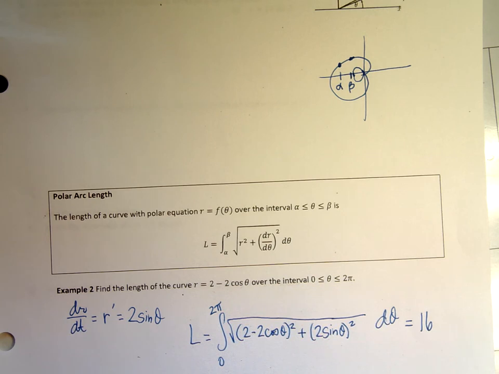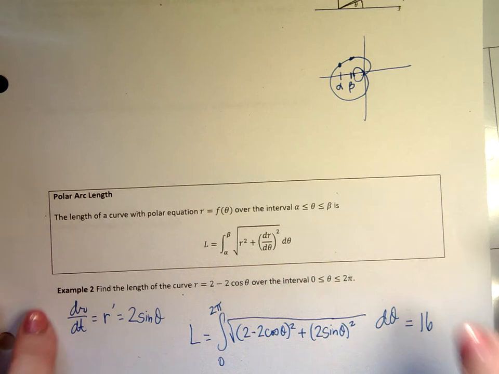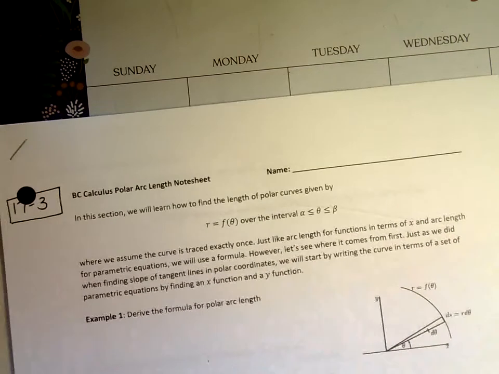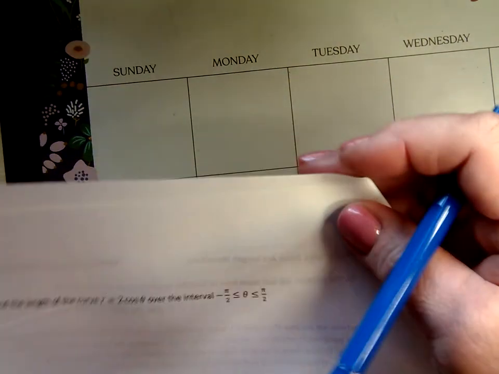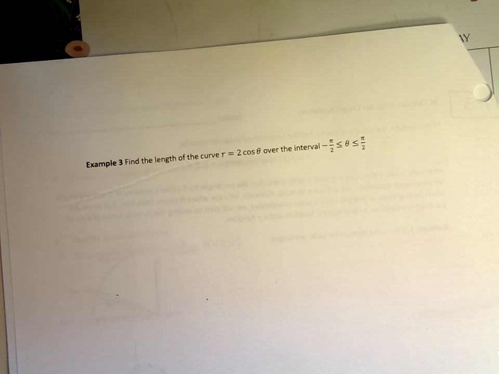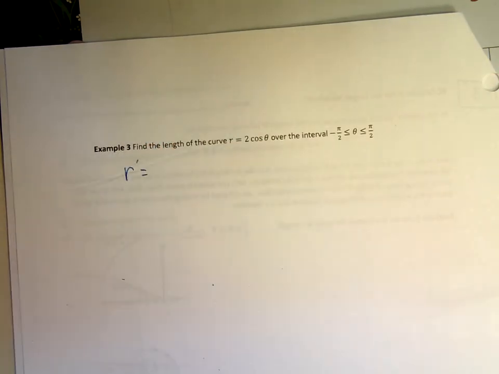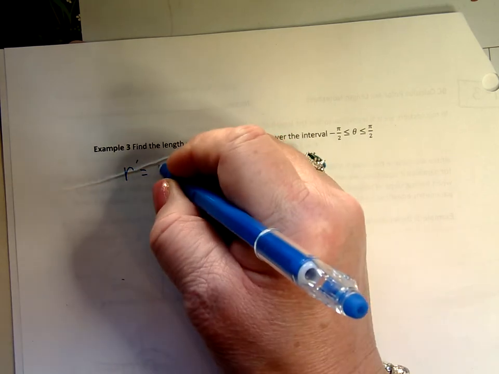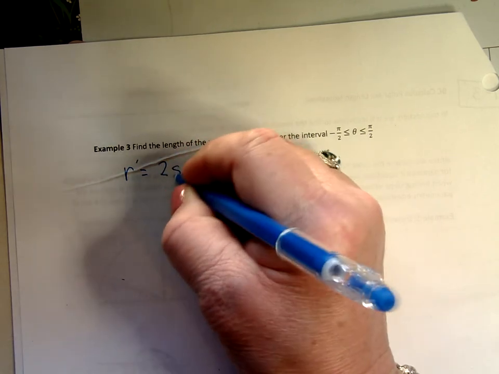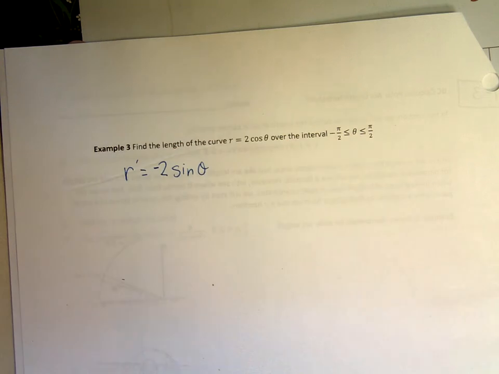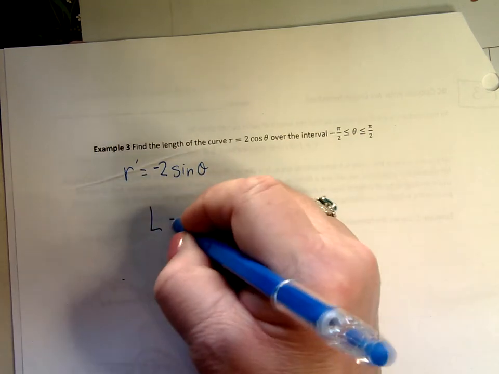All right, here comes the next one. There's only one more example, I think. Find the length of the curve r equals 2 cosine of theta over the interval from negative pi over 2 to positive pi over 2. Easy peasy, let me find r prime. If it's 2 cosine of theta, r prime is 2 sine of theta, but remember it's going to be negative. All right, got my pieces. Let me get my length.